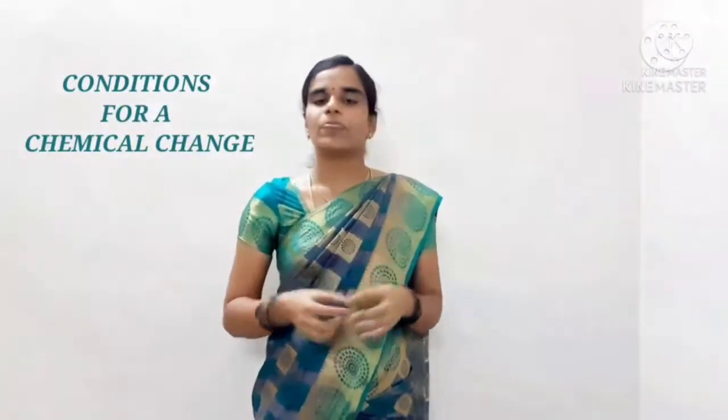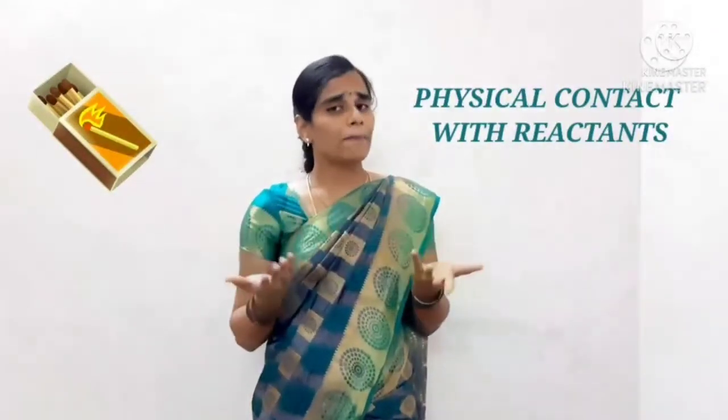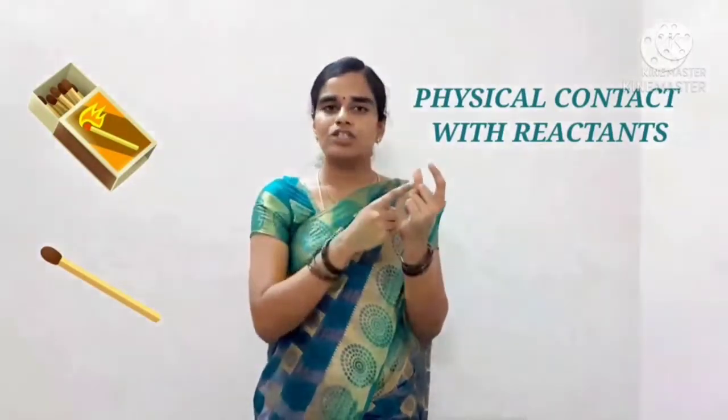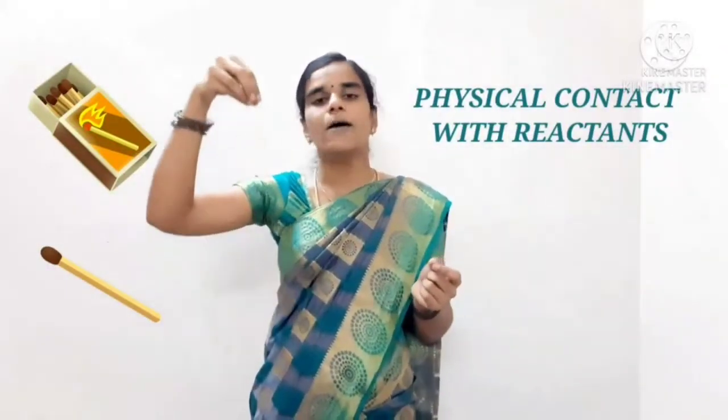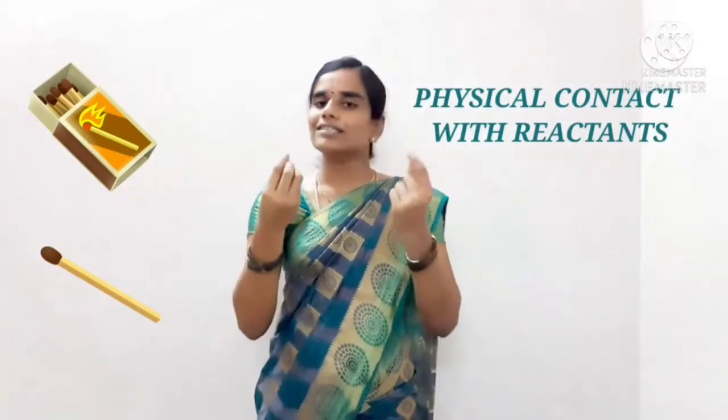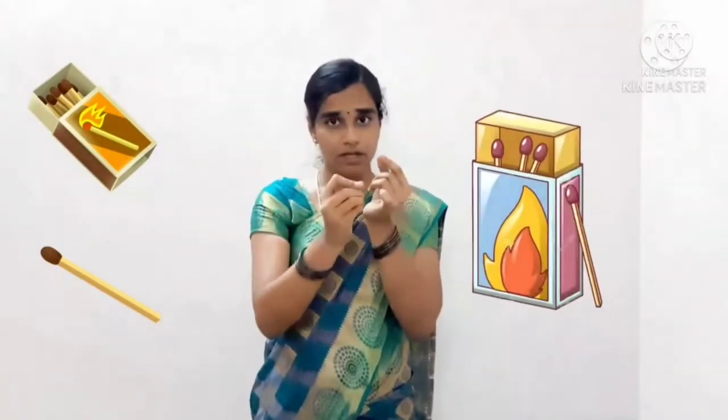The first one is physical contact of the reactants. For example, if I give you a matchbox, what are its constituents? A matchbox and a matchstick. On either side of the matchbox there are chemicals, and on the tip of the matchstick there is a chemical. I am asking you to burn the matchstick without any physical contact, without rubbing the chemicals against each other. How can we do it? Even you or I cannot. Only when both components rub each other can we bring fire out of the matchbox. So this is an example of physical contact of the reactants.